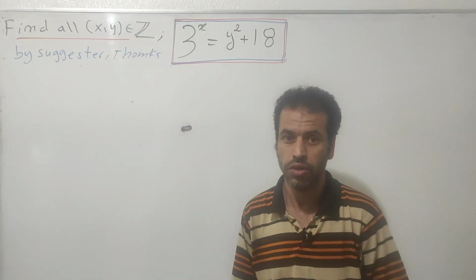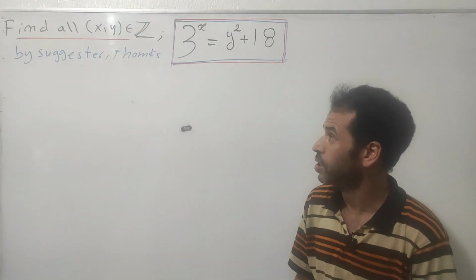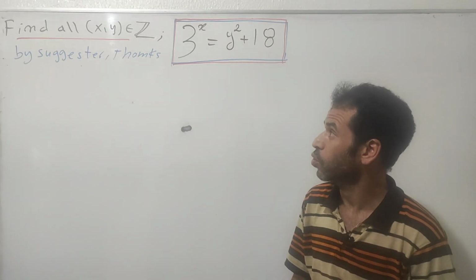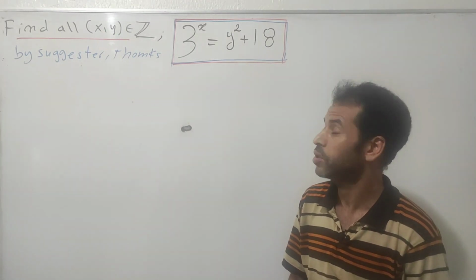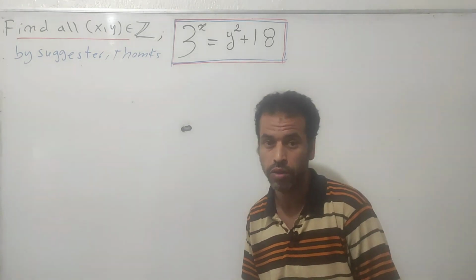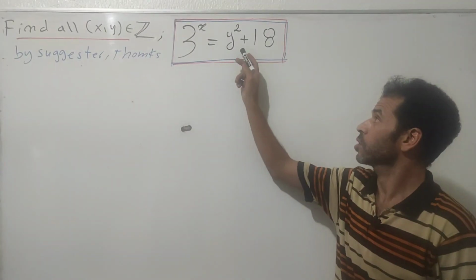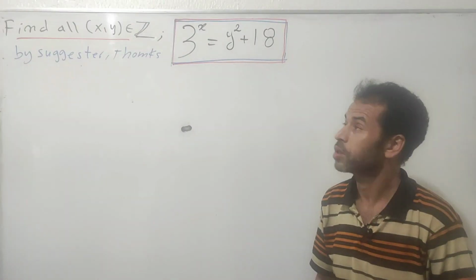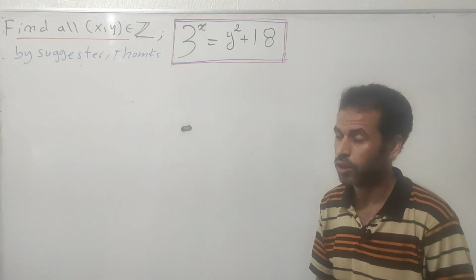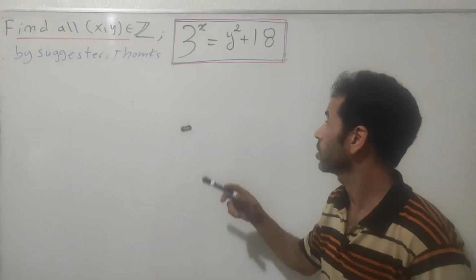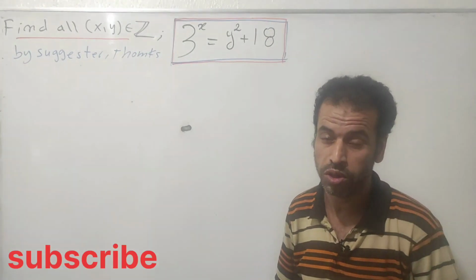Here is a nice and interesting problem that was shared by you. Here is the following setup. Find all x, y as integers satisfying the following equation. So we get a power of 3 to the x equals a perfect square, which is y squared, plus the number 18.